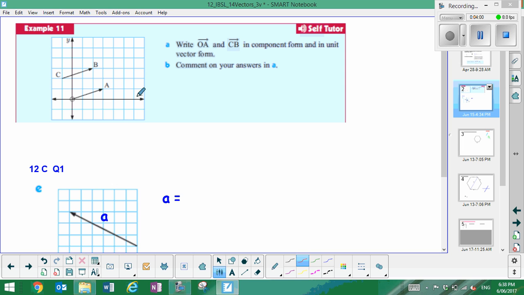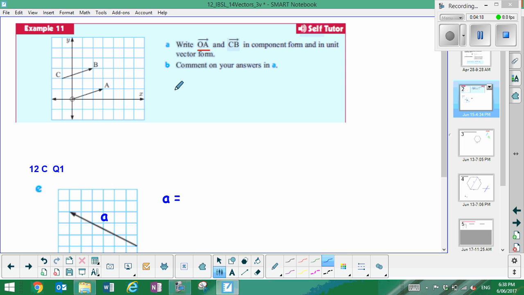So here's an example from your textbook where we've got the vector OA, which takes us from O up to A, and the vector CB, which takes us from C to B. We want to write these in both component form and unit vector form.